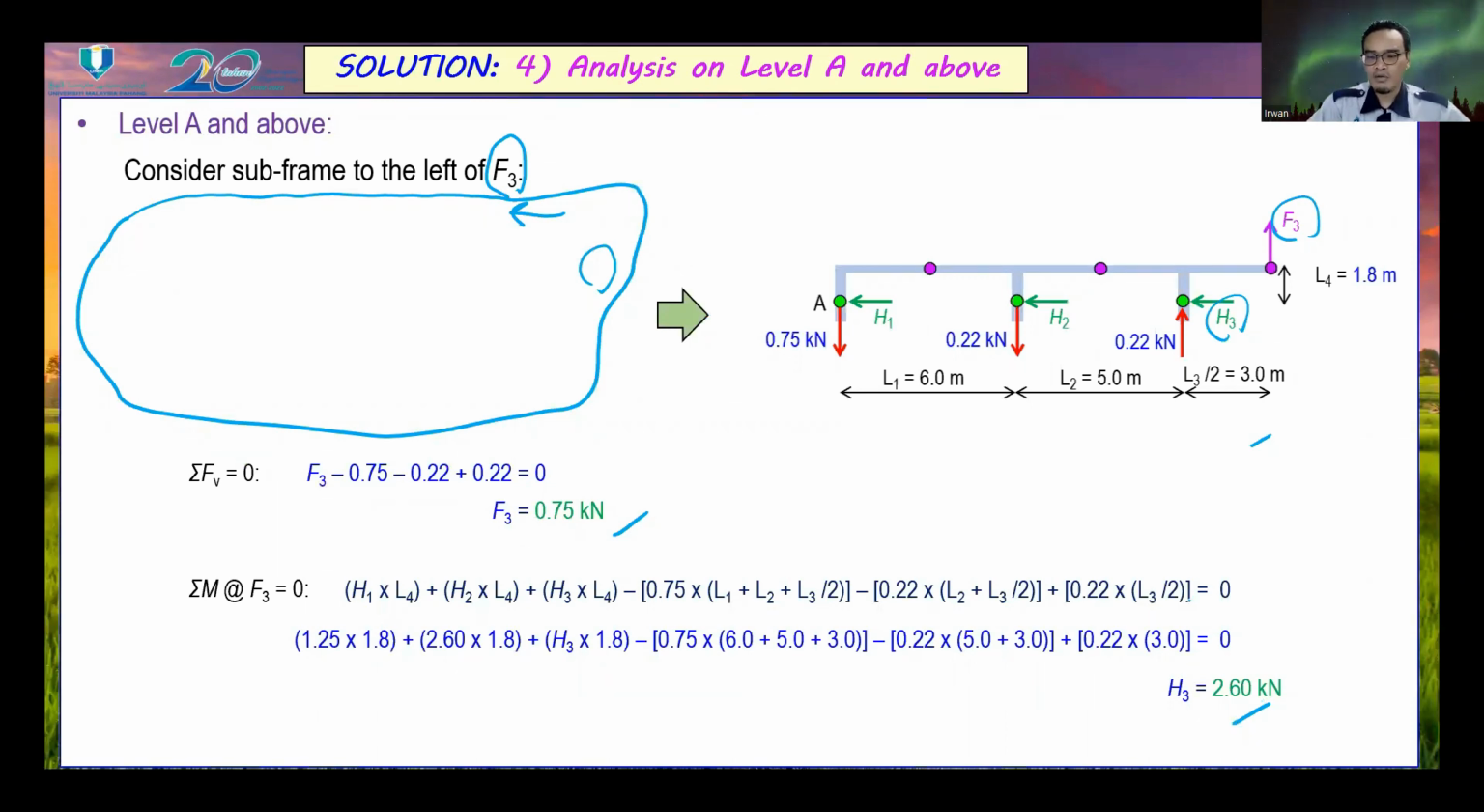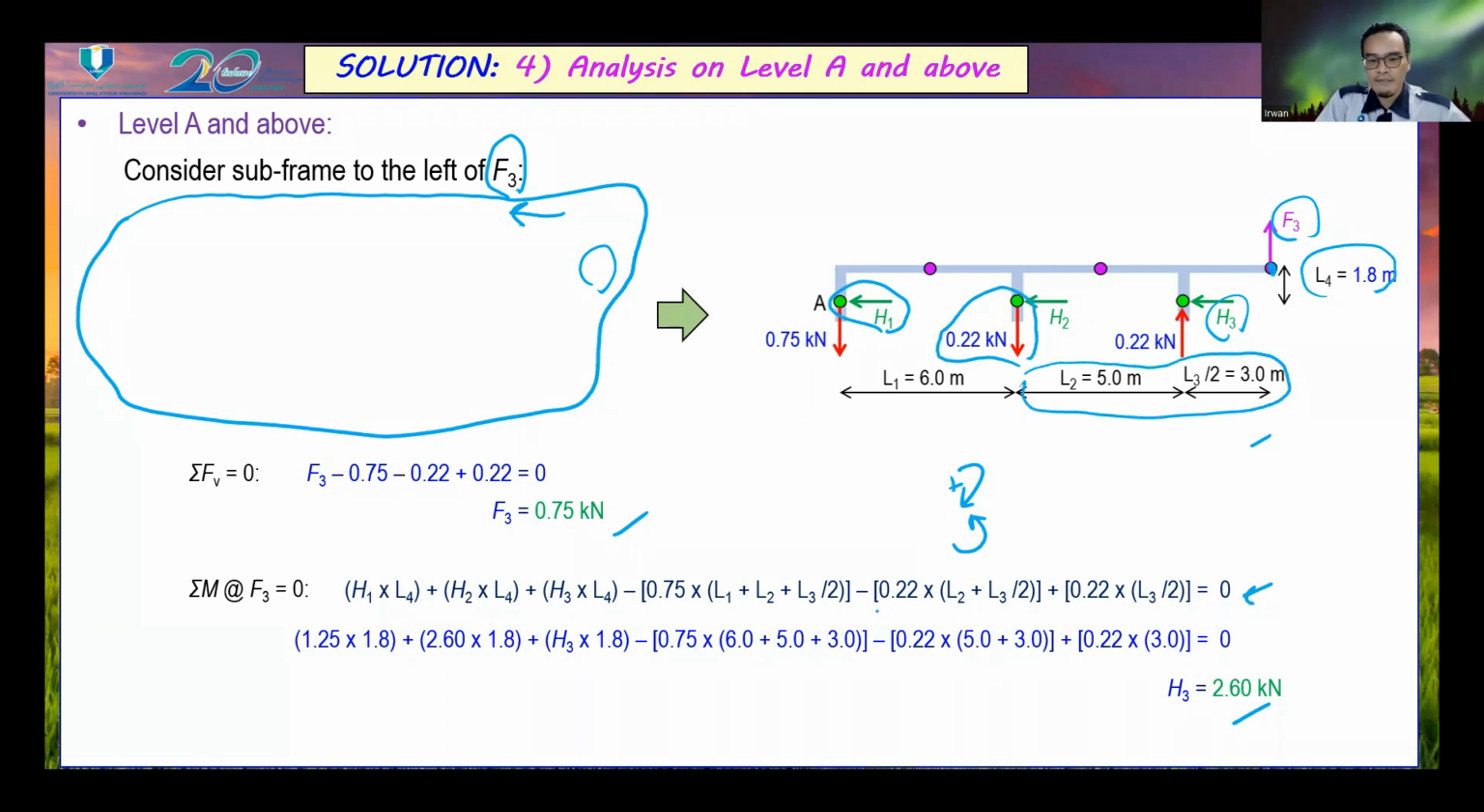I hope you know how to derive this equation, which is based on the forces and the distances. This is the point where the moment is considered. If the moment is clockwise, it's positive. If the moment is counterclockwise, like here, it's 0.22 times L2 plus L3 over 2, which is this one. So we mark it as negative.